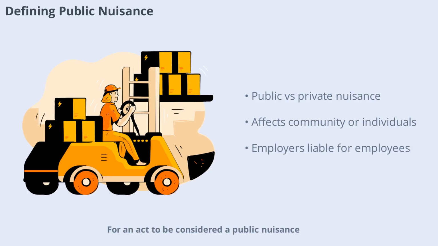For an act to be considered a public nuisance, it must be an act or a legal omission that injuriously affects the public. The law doesn't require every member of the public to be affected, just those in the vicinity. Employers can be held liable for nuisances caused by their employees during work.